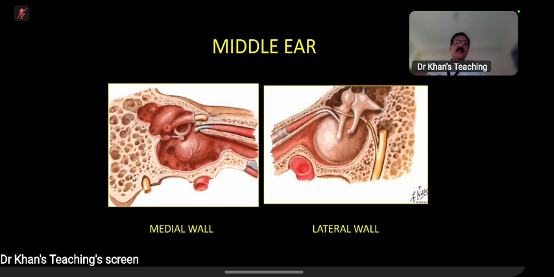So this is once again a repetition. This is the medial wall. You can see the promontory here. You can see the facial nerve. You can see the lateral semicircular canal. This is the medial side.